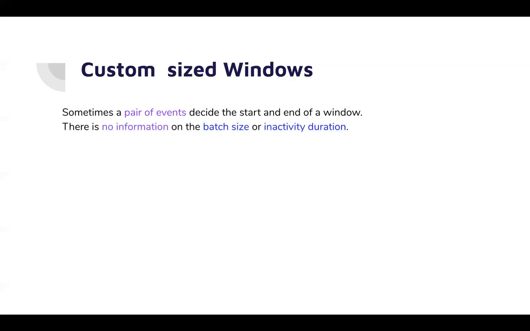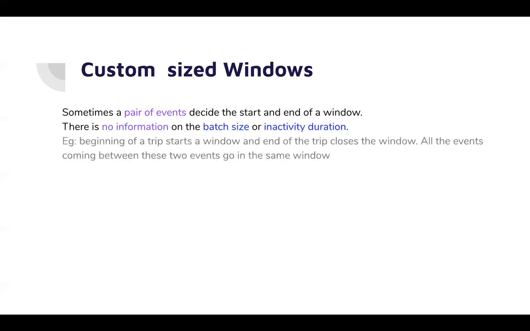Let's talk about the last type, custom sized windows. Many times you don't know, there is nothing like we have seen in a tumbling window, where there was a batch interval. In a sliding window, there was a batch and sliding interval. In a session window, there was some kind of inactivity interval which helped you close the window. But in custom sized windows, you don't have these kinds of intervals. What you know is that based on a certain event, your window will start, and based on some other event, your window will close. So based on some kind of pair of events, the size of the window is decided. There is no information on the batch size or inactivity duration.